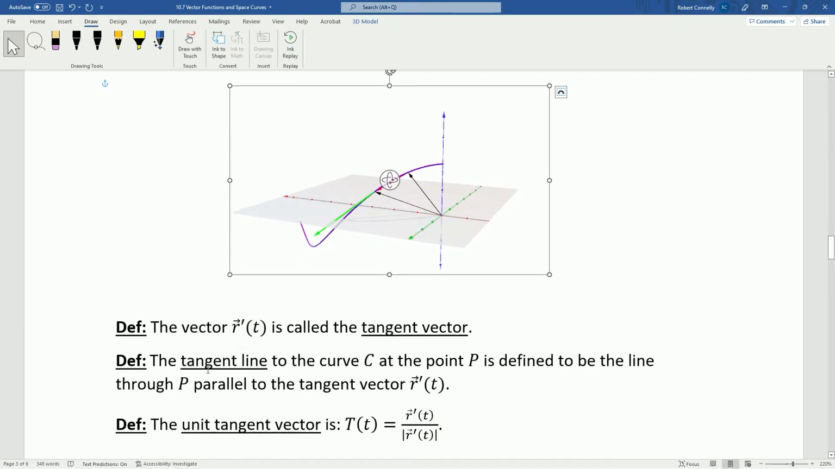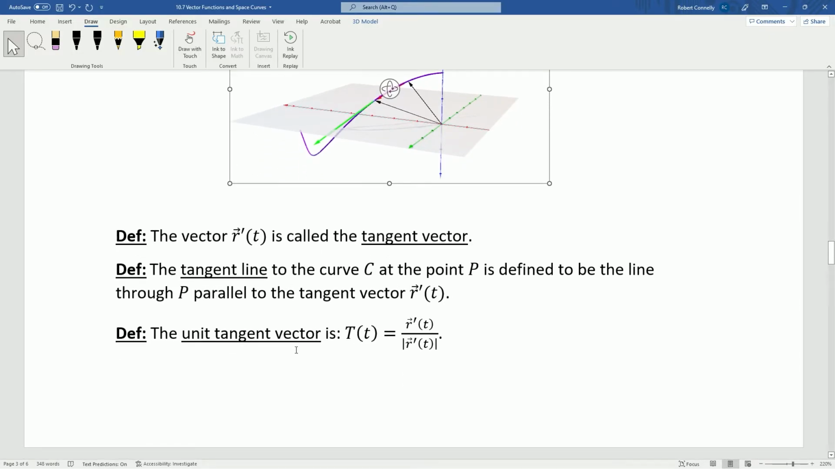All right, so definition: the tangent line to the curve at point P is defined to be the line through P parallel to the tangent vector r prime of t. So this is the same standard kind of definition that we deal with in 2 dimensions, just extended to 3 dimensions. If you know your point and you know the tangent vector, we can find a line just like we did with our previous vector line equations.